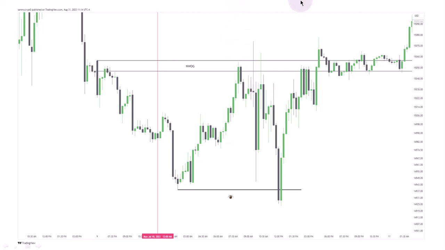Well, back to the chart, right? So this is a new week opening gap. It's going to be very easy if you mark out your opening gap from the 1 minute time frame or the 5 minute time frame. So mine was marked out from the 5 minute time frame.